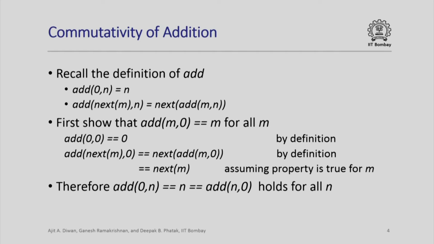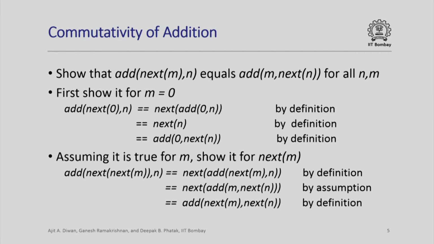Now we will assume that m is an arbitrary number, and assuming it holds for m, show that it holds for next of m. But before that, we need to prove an intermediate property. This says that add of next of m comma n equals add of m comma next of n for all n and m. Remember, next is just a notation for m plus 1. So this property just says that adding m plus 1 to n gives the same number as adding n plus 1 to m. Right? This is not part of our definition, this is something that can be proved formally.